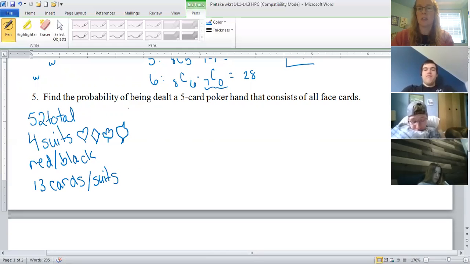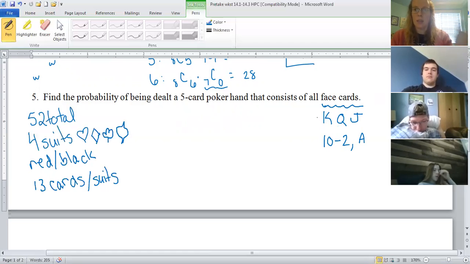There's face cards as well. So here when they're talking about the face cards, those are because they have pictures of kings and queens and jacks on them. So the face cards are the kings and the queens and the jacks. And then the other cards are 10 through 2, if you count down. And then there's also an ace. And sometimes the ace is considered a 1. Sometimes the ace is considered higher than a king. So they'll tell you how to count the ace, if it's counting as a 1 or if it's counting as higher than a king. Okay.